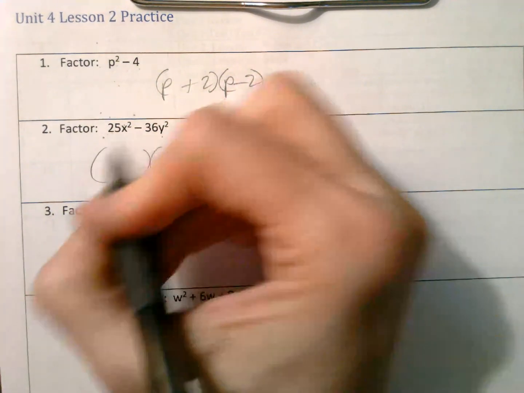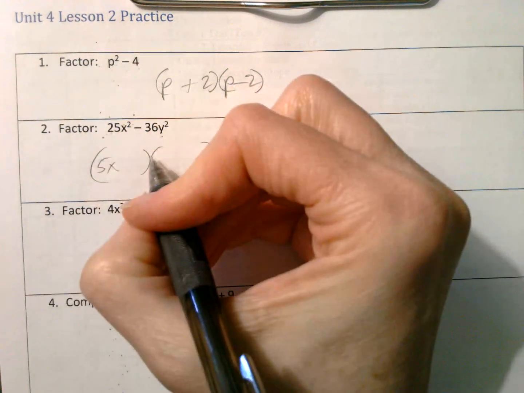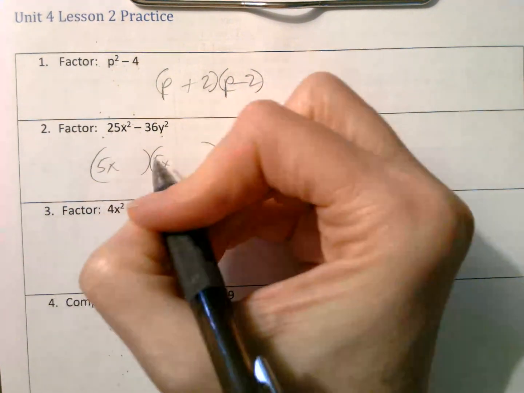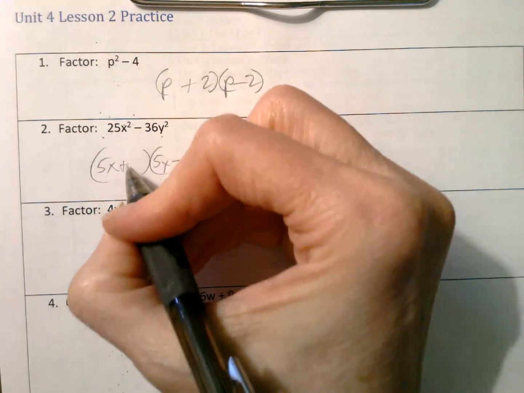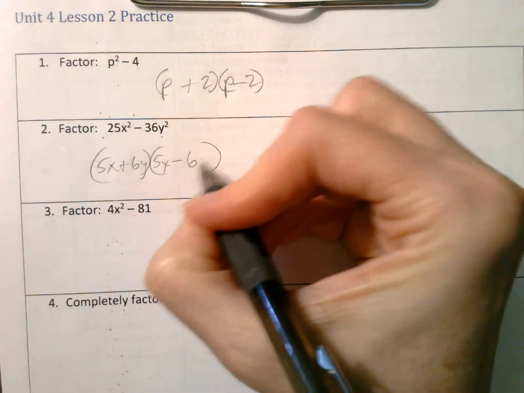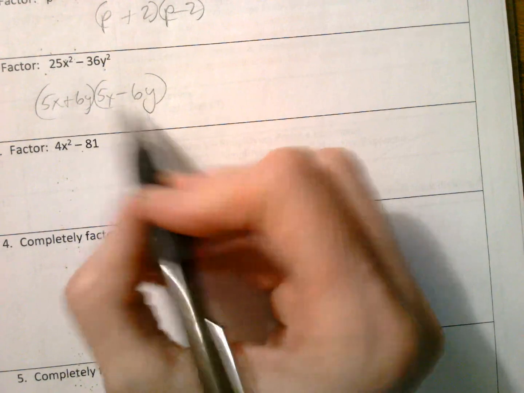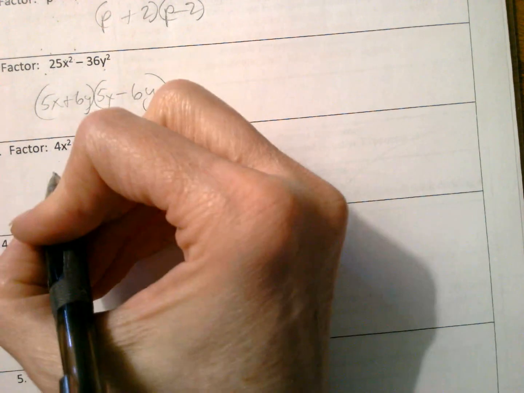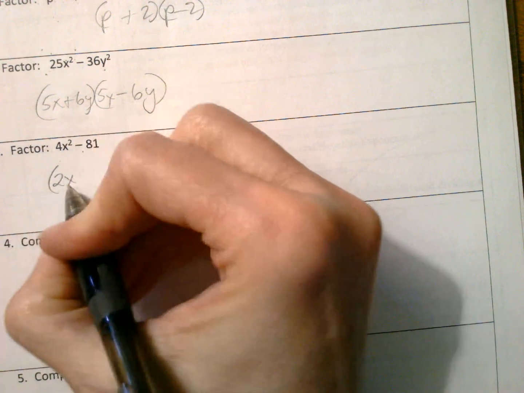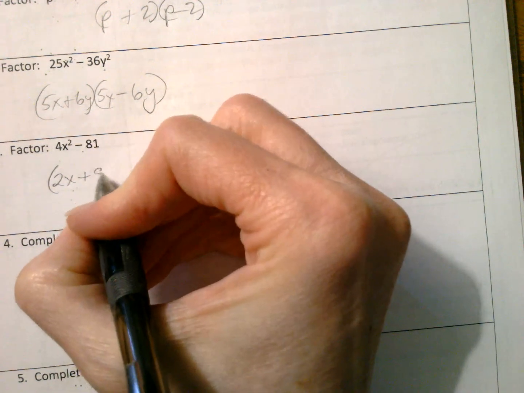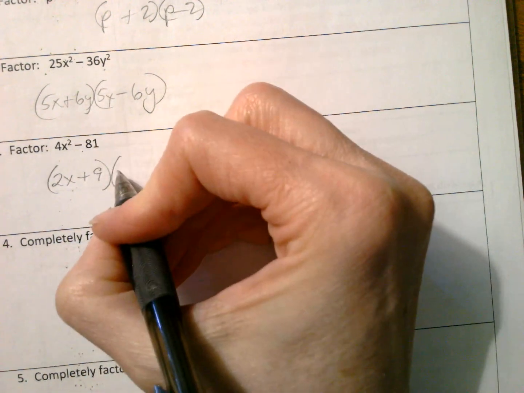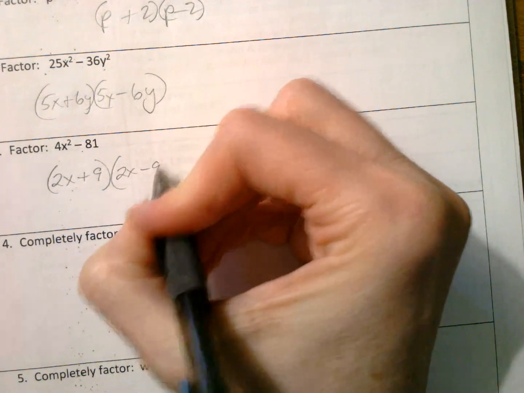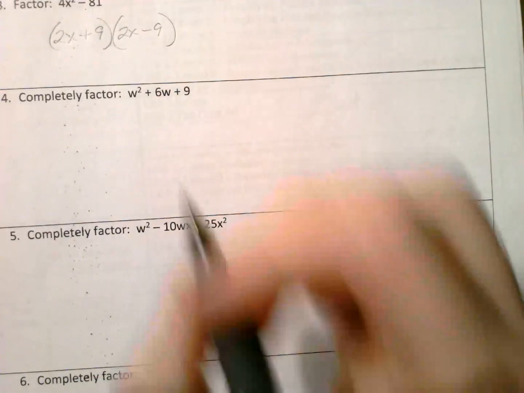Perfect square minus a perfect square. 5x plus minus 6y, 6y. Done. Right? These are not the same, so we're not making that a square. These are different. That's my final answer there. This one here is a 2x plus a 9 and a 2x minus a 9. Done.